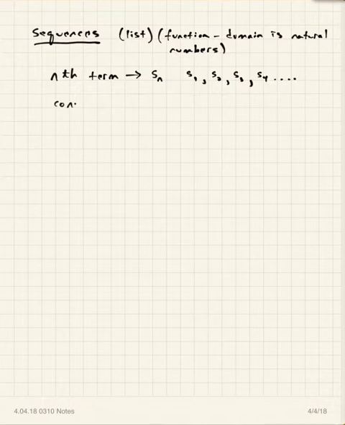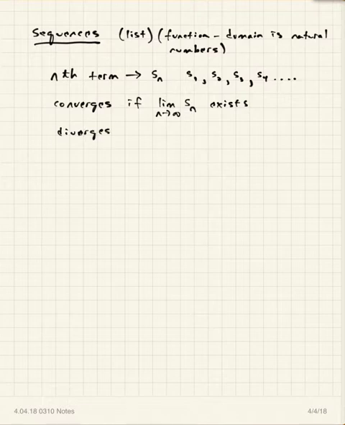And so what happens here is that the sequence converges if the limit as n increases without bound of S sub n exists, right? So if it is equal to some constant, then we say that the sequence converges. And then the sequence diverges if the limit as n goes to infinity of S sub n is equal to either plus or minus infinity, or simply just does not exist.